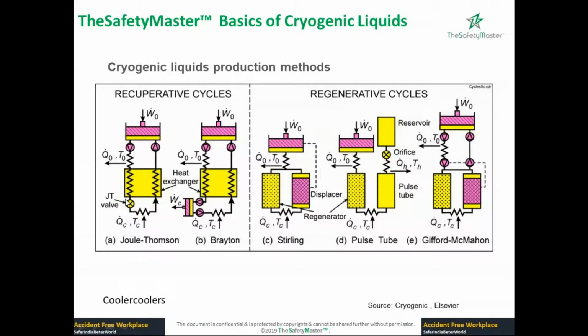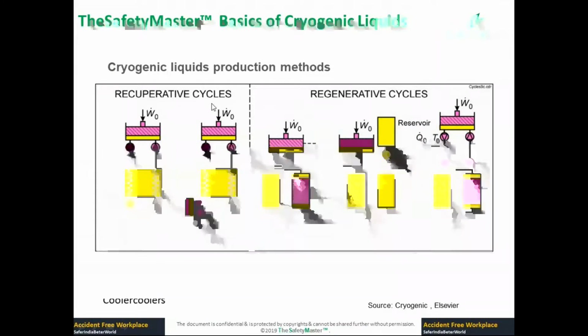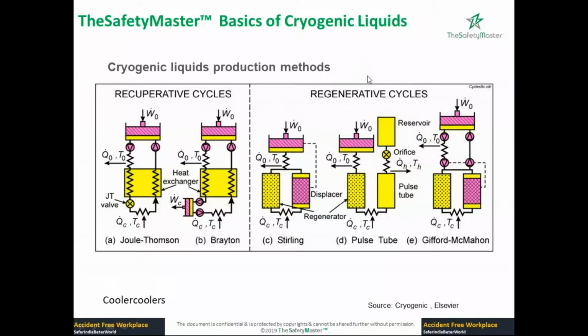Coming to the Gifford-McMahon, it's basically a regenerative cycle, where one set is taken online while the other is under regeneration. It's like a cartridge where one is put on live and the other is on recharge. So the principles are one is the recuperative cycle, the other is called the regenerative cycle. Most industrial applications use JT and Brayton.